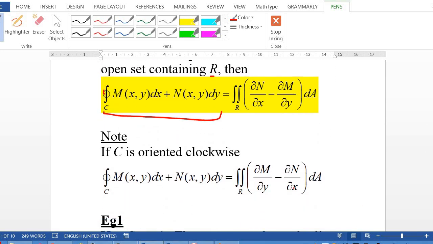If C is oriented clockwise, the formula becomes the negative of this. So it's del M del y minus del N del x dA over region R.